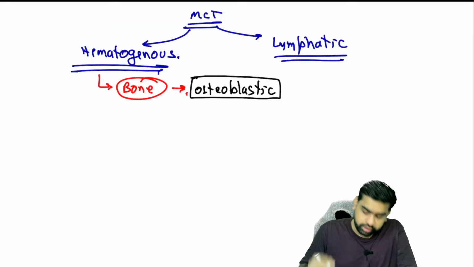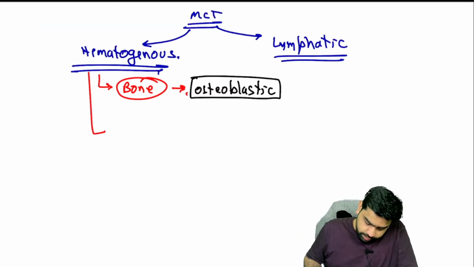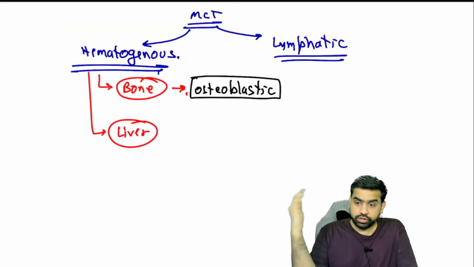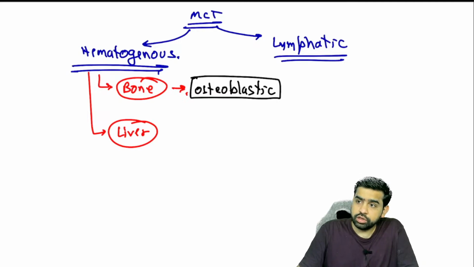Okay, osteoblastic metastasis. Now the visceral metastasis can basically go to the liver. The most common visceral organ which is involved in these particular cases is the liver. I hope you are able to appreciate this. So liver metastasis is basically the visceral metastasis which can happen in these patients. Okay, understood? I hope you have got this right.